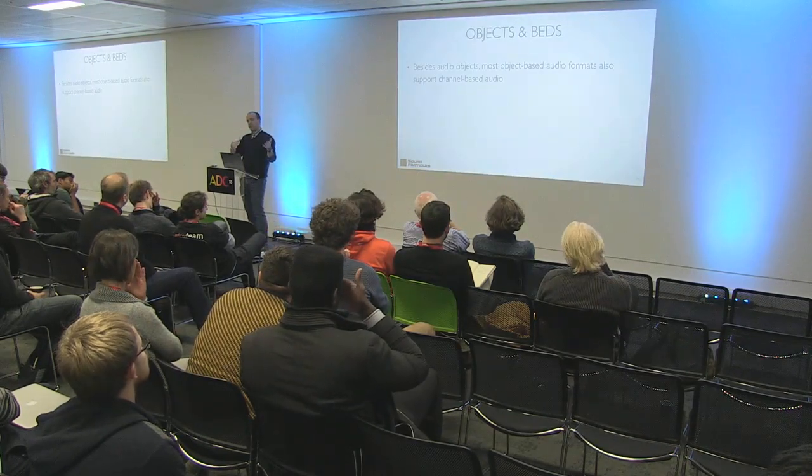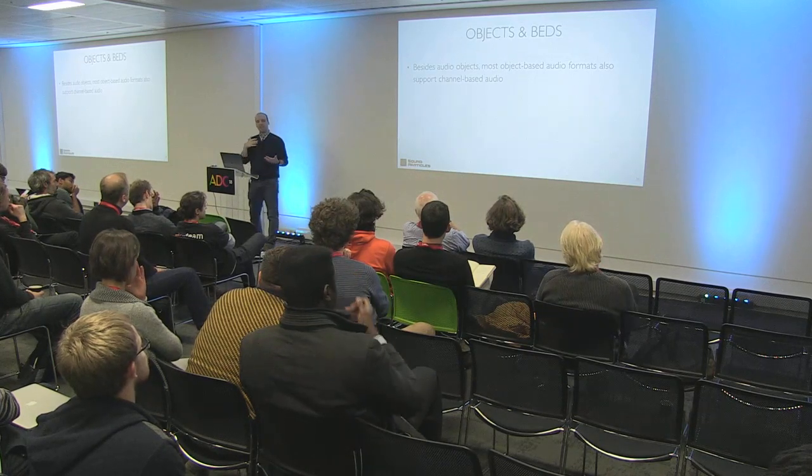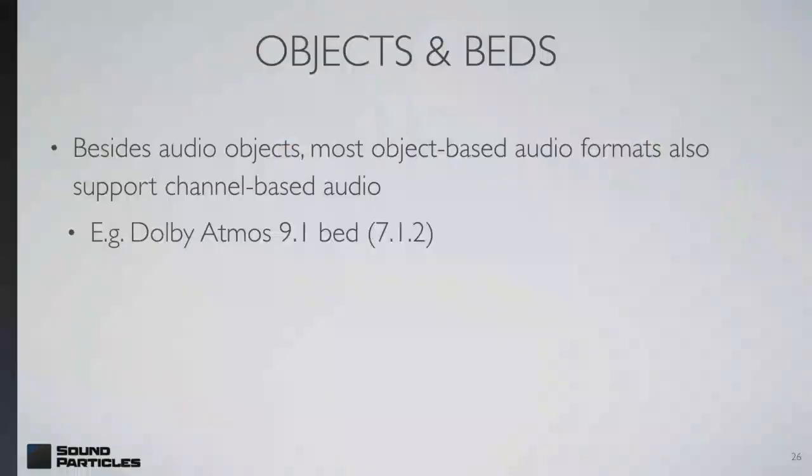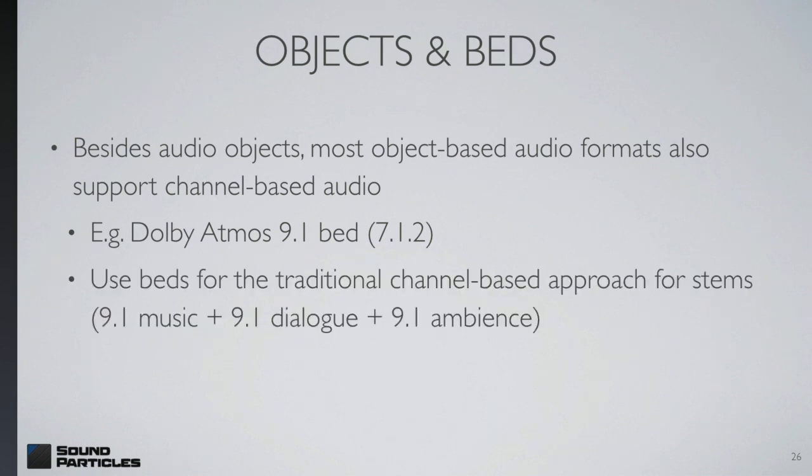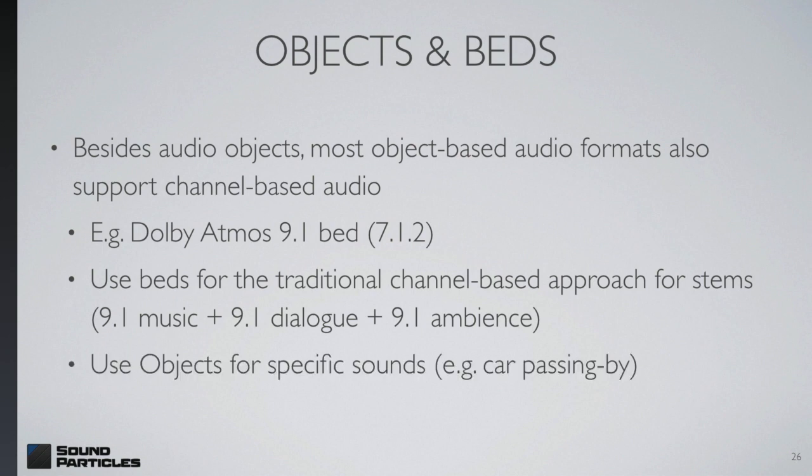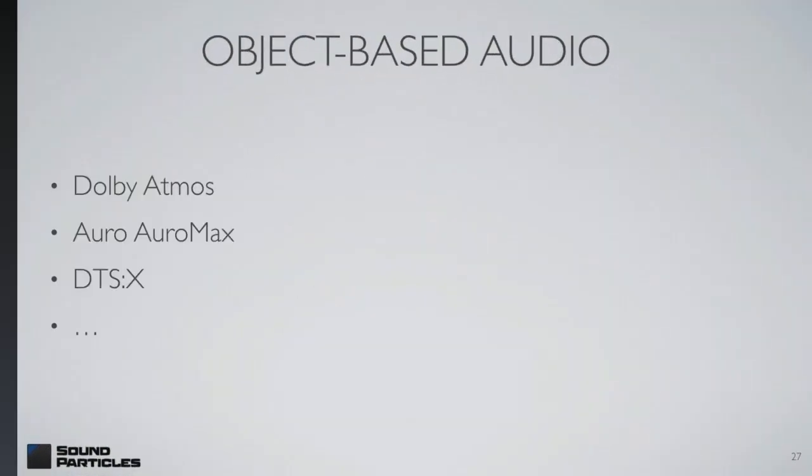Besides objects, most of those formats also support some kind of channel-based audio. Usually, with Dolby Atmos, you have a 9.1 bed, so it's almost like a 7.1 with two additional channels on the top. So you can mix a movie having a stem with 9.1 music, 9.1 dialogue and 9.1 ambience, and then eventually use objects only for some particular sounds like a car passing by, a helicopter, those kinds of things. Besides Dolby Atmos, of course, there are many other formats like Auro-Max or DTS:X and others.